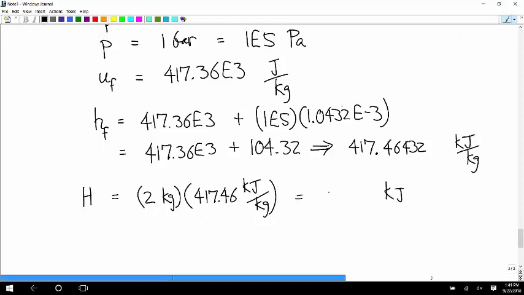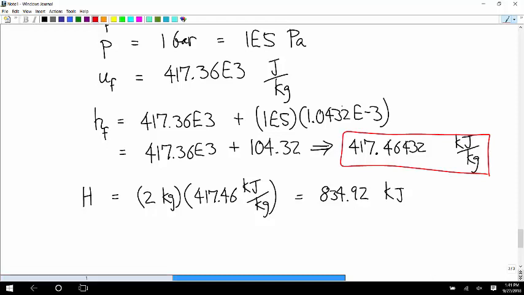And the answer is 834.92. Okay, so now, hopefully, if we got the right answer, when we look in the table under the specific enthalpy for liquid saturated water, it should be this. Otherwise, we're doing this whole problem over again. Not really.